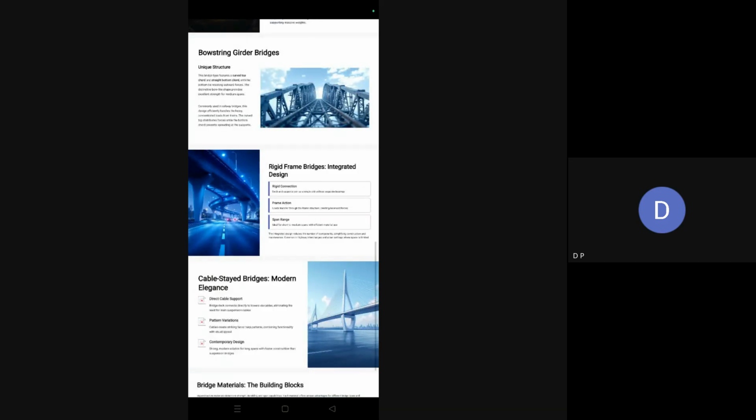The curved top distributes forces while the bottom chord prevents spreading at the supports.